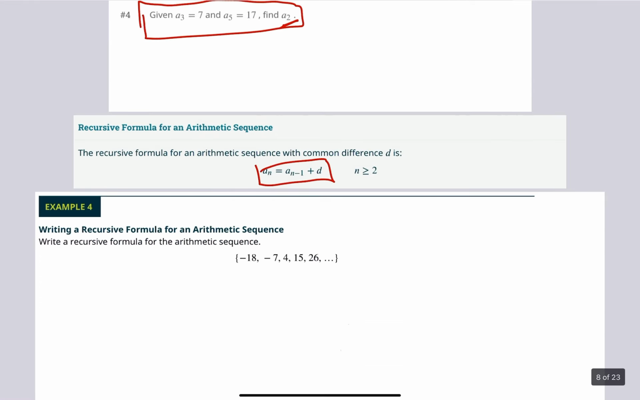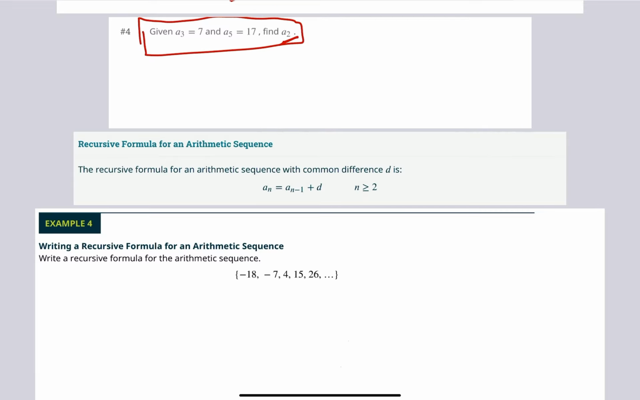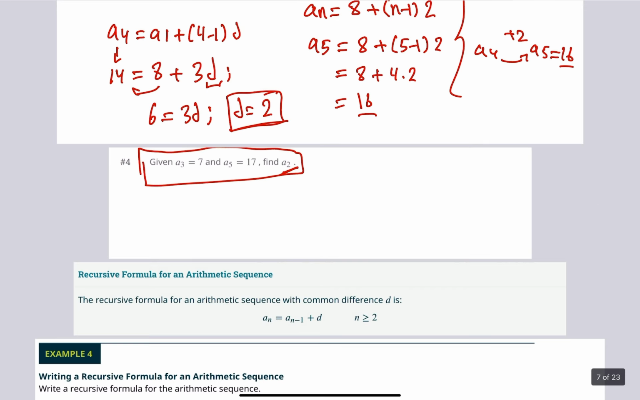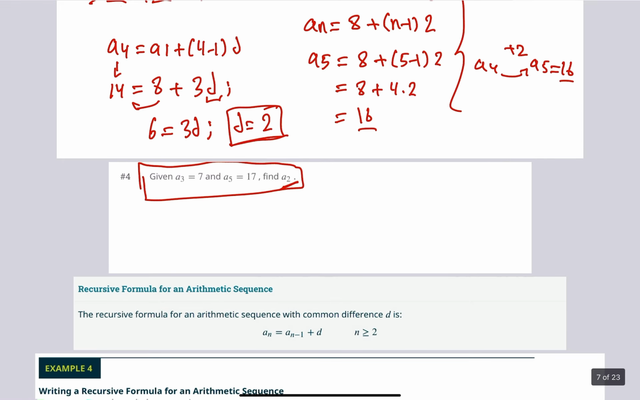So what about this? What is an equal to an minus 1 plus d? Well, this basically tells you that if I want to find the next following term, I just add the preceding term, the previous term, to d. And that's it. You just add d to the previous term.